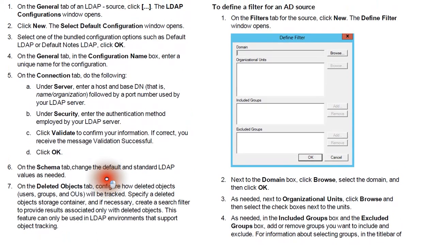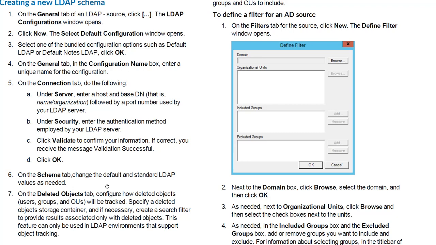And on the deleted object tab, configure how deleted objects, users, groups and OUs will be tracked. Specify a deleted object storage container and, if necessary, create a search filter to provide results associated only with deleted objects. This feature can only be used in an LDAP environment that supports object tracking.